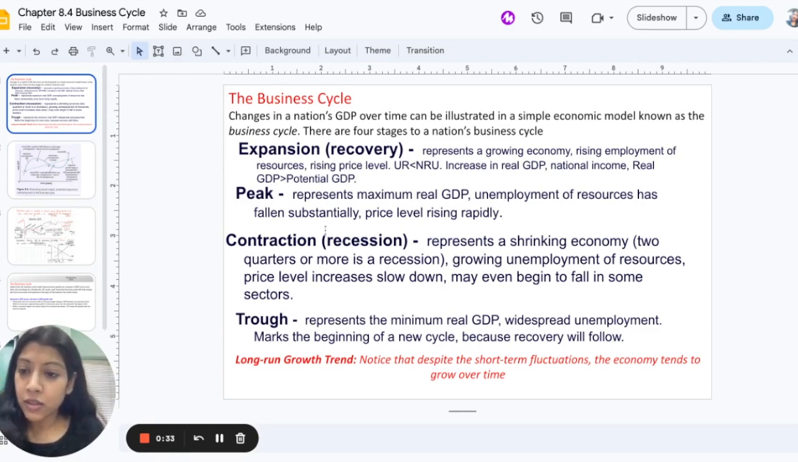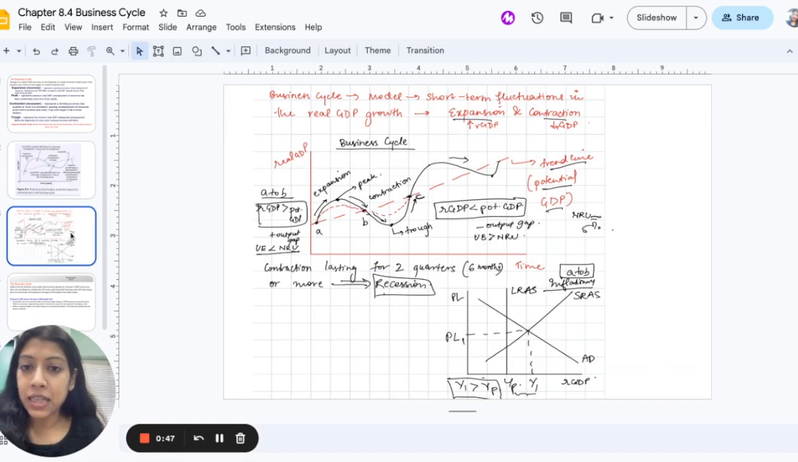So let's just pick up from where we left off in class on the business cycle, which is changes in a nation's GDP over time, which can be illustrated in a simple economic model called the business cycle. The business cycle is a model which shows short term fluctuations in the real GDP growth. So it is showing the change in real GDP, which you label on the y axis as real GDP, and on the x axis, you label it as time. So you're showing the change in real GDP over time and the short term fluctuations of the real GDP growth.